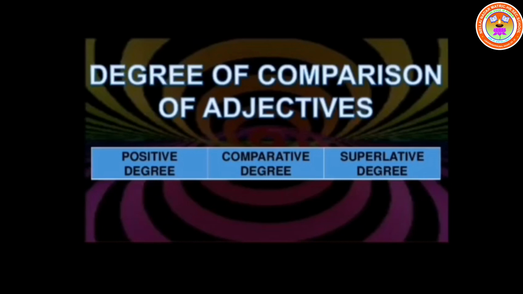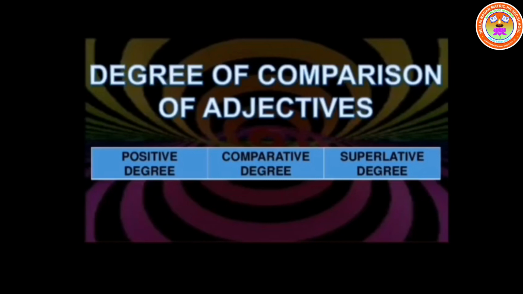Positive degree. The positive degree is used to state something about the noun or pronoun. Positive degree is used to describe, not to compare. There won't be any comparison in positive degree.